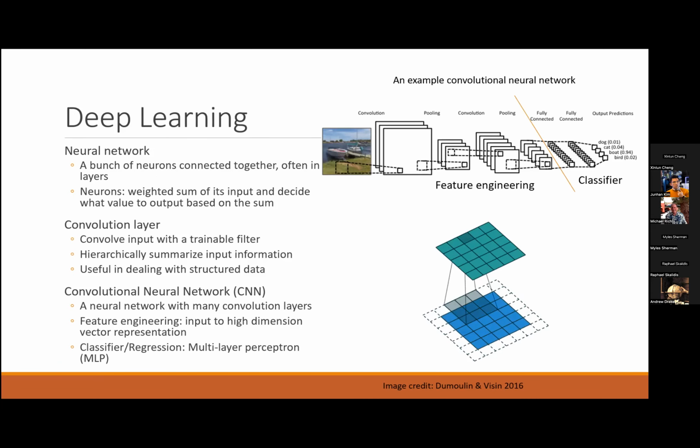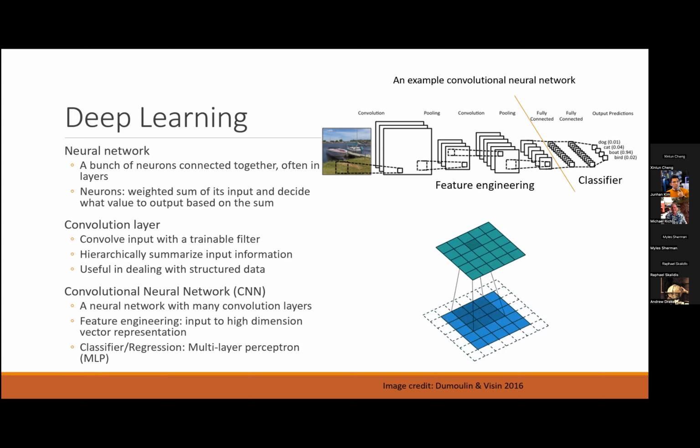Before we move on, let me give you a brief introduction of what deep learning is. So deep learning is basically neural networks: training, testing, and designing neural networks. So what are neural networks? A neural network is a bunch of neurons connected together, often in layers. And a neuron computes a weighted sum of its inputs and decides what value to output based on its sum, using what is known as an activation function.